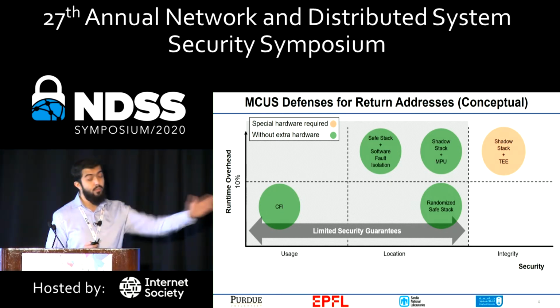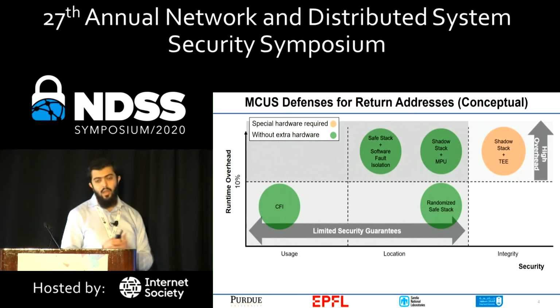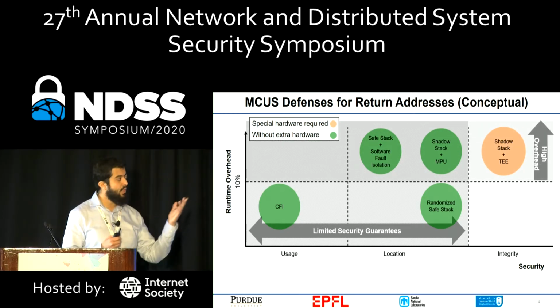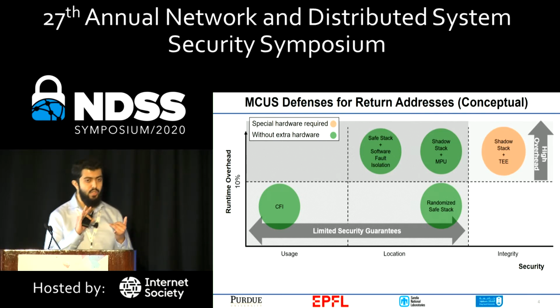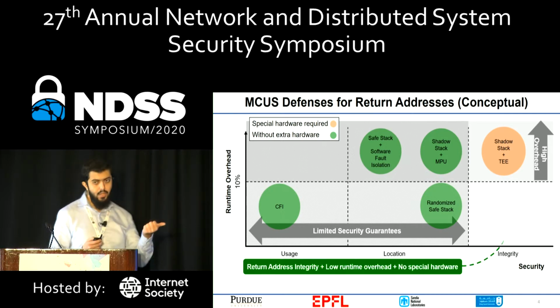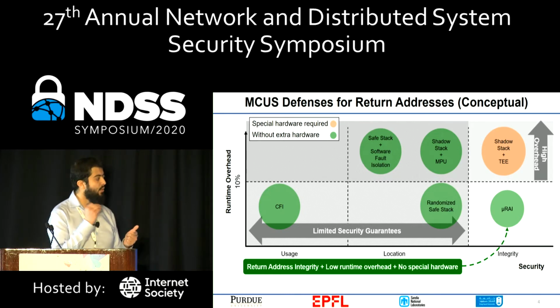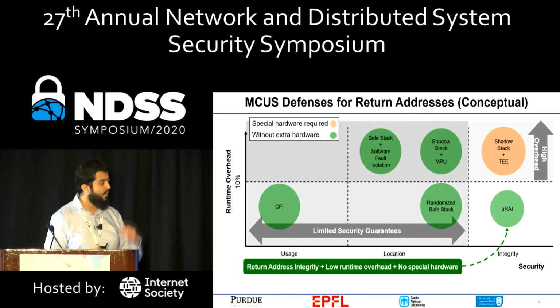For integrity, we fully protect the return address, but the issue is that these defenses, for example, like a shadow stack, have high runtime overhead on MCUs, and they require special hardware. So ideally, you would like something that has return address integrity. It will prevent the attack. It will also be practical. It will have low runtime overhead, and it will not require special hardware. And this is our contribution, µRAI, that will combine all these features into one package.